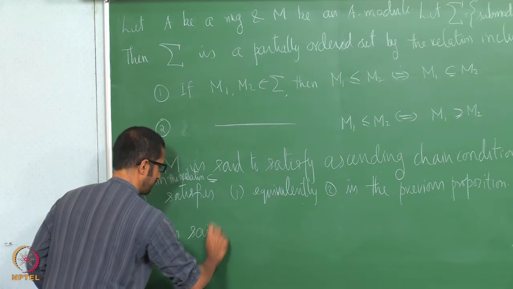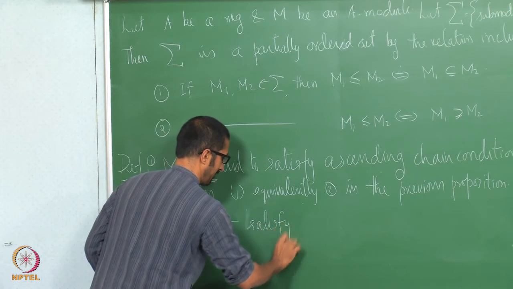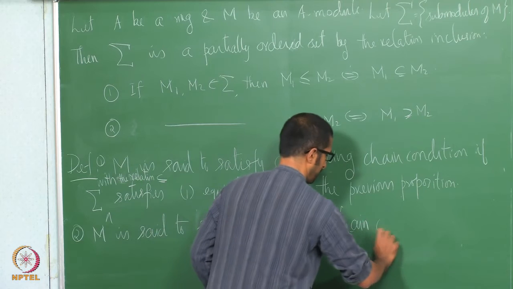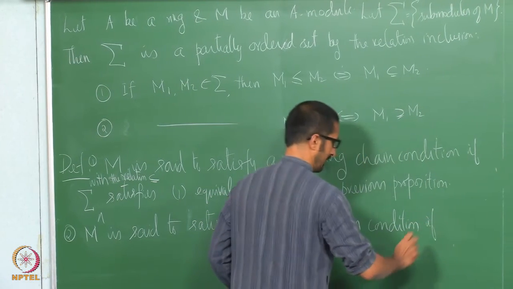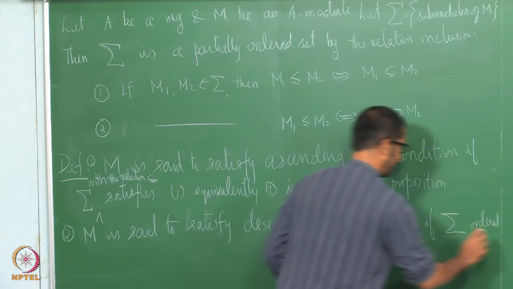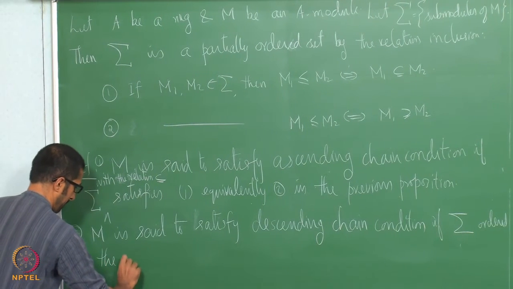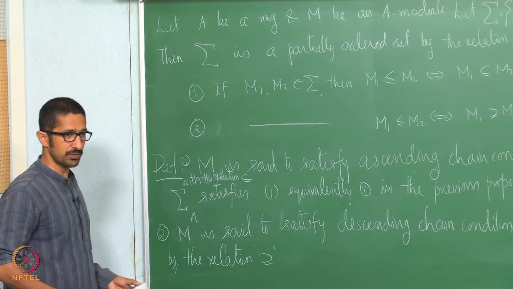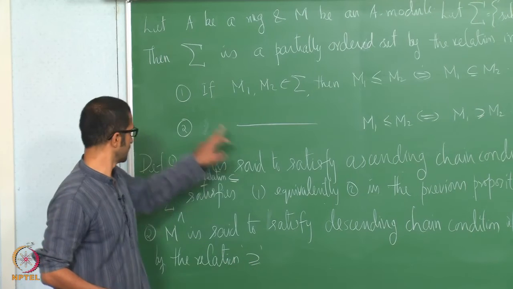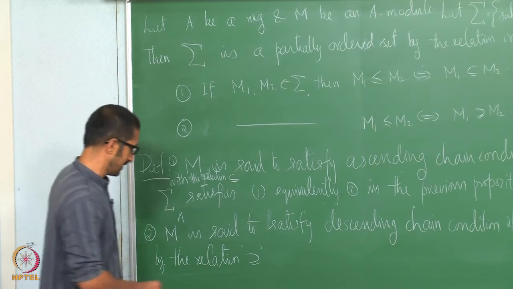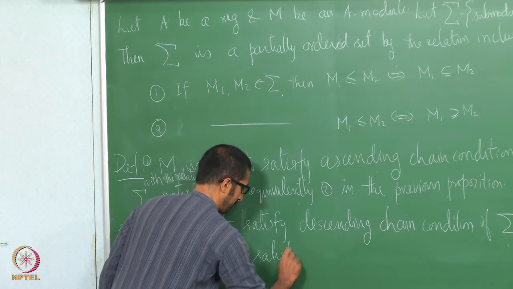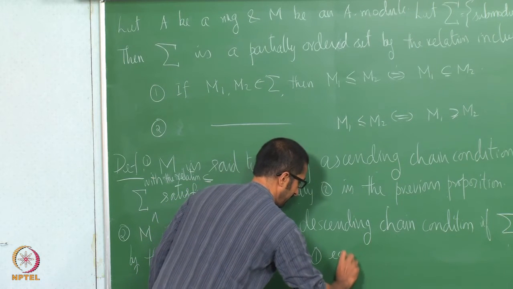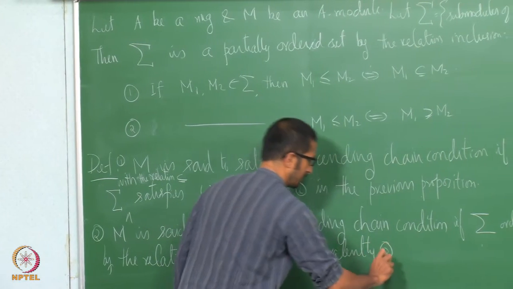Two is M is said to satisfy the descending chain condition if sigma ordered by the relation, by this I mean M1 is less than or equal to M2 if M1 contains M2, the second one which we described here, satisfies 1, equivalently 2, in the previous proposition.